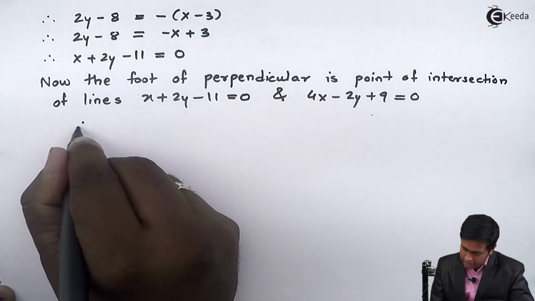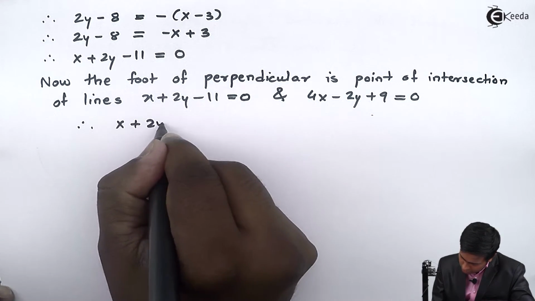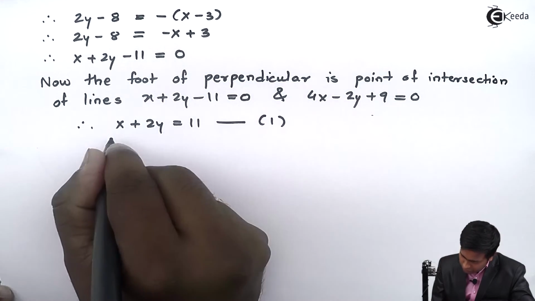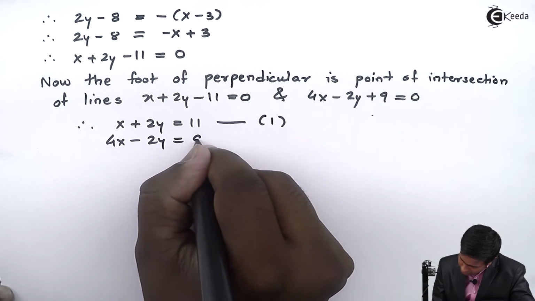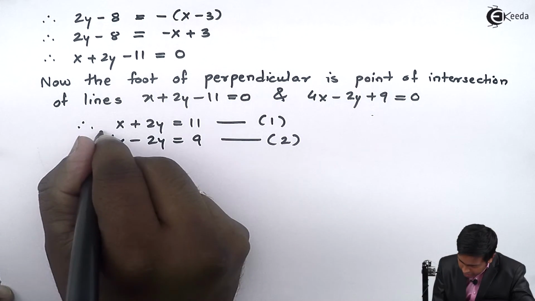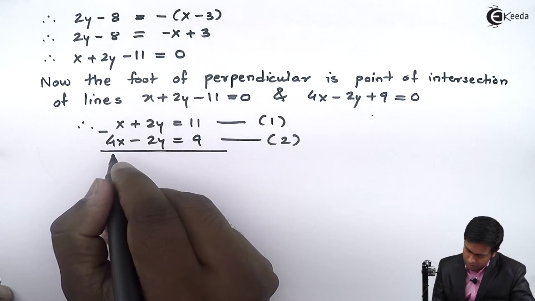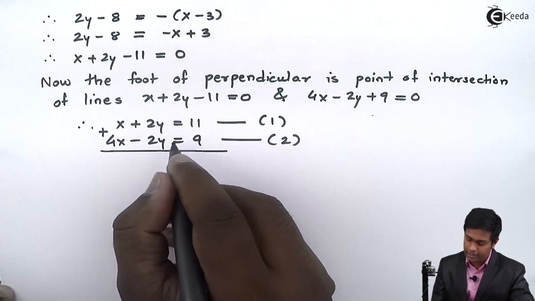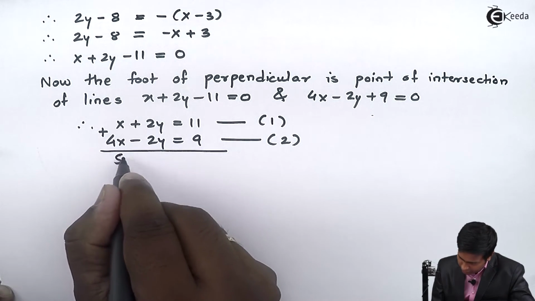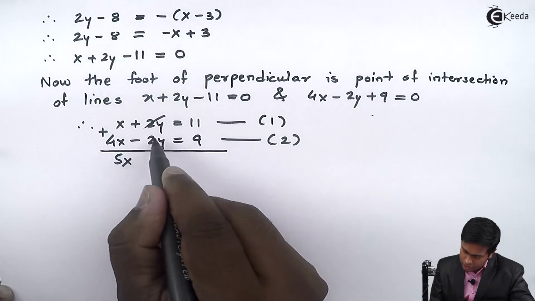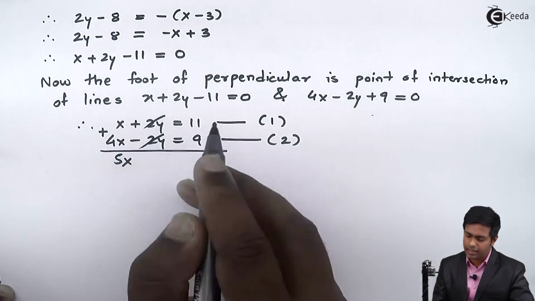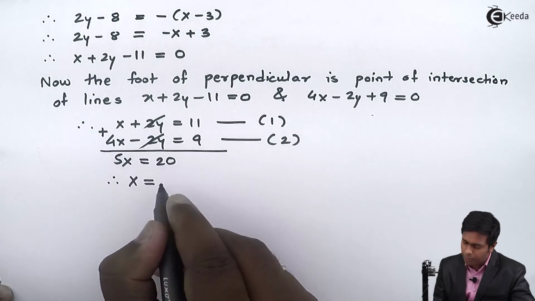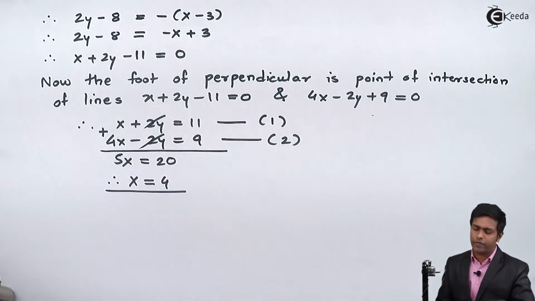So I'll call this equation, x plus 2y equal to 11, equation number 1, and 4x minus 2y equal to -9 as equation number 2. We'll add the two equations. So by adding we get x plus 4x, that is 5x, and 2y minus 2y cancels because they are opposite in sign, and on the right we get 20. So we get x as 20 upon 5, that is 4. So we got the value of x as 4.